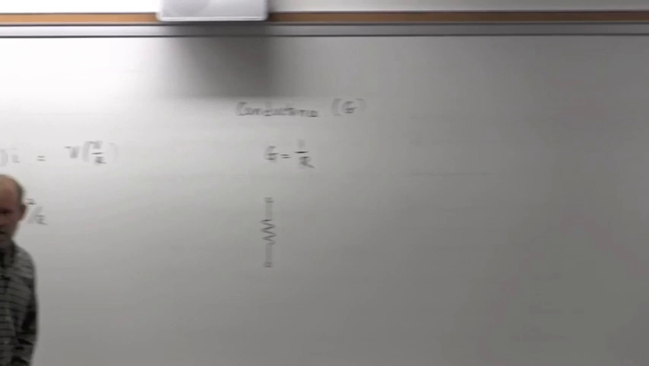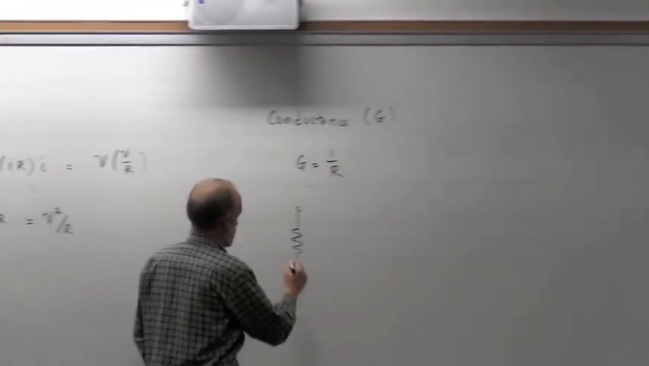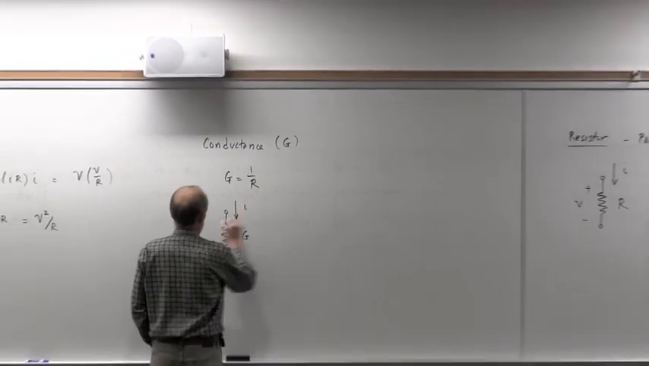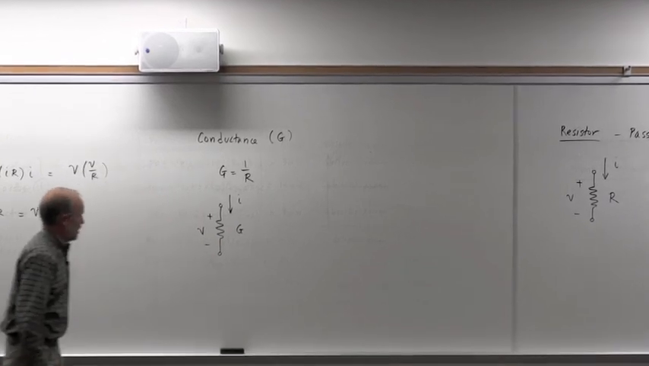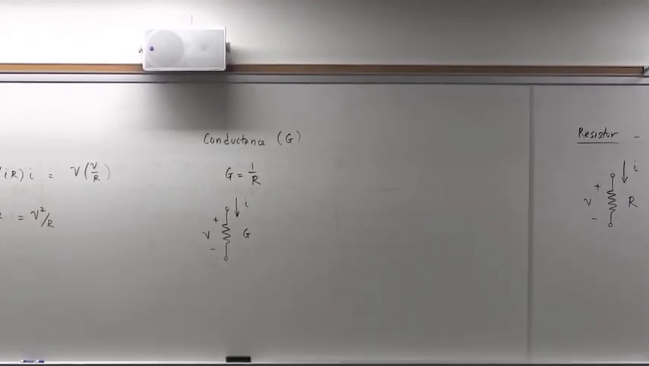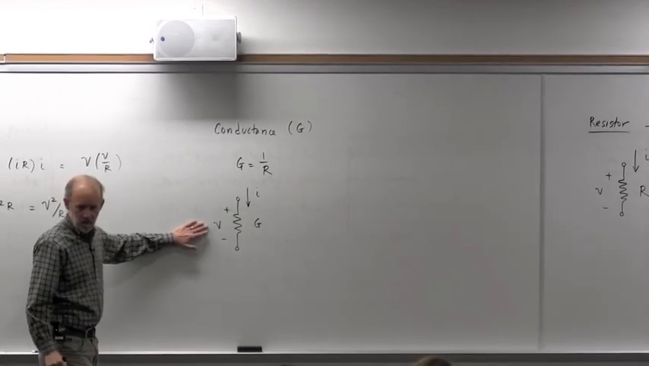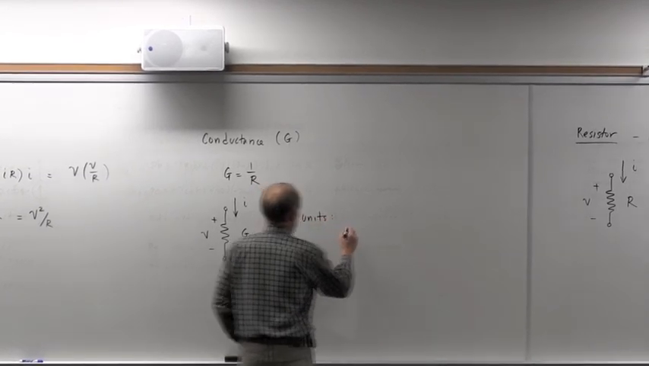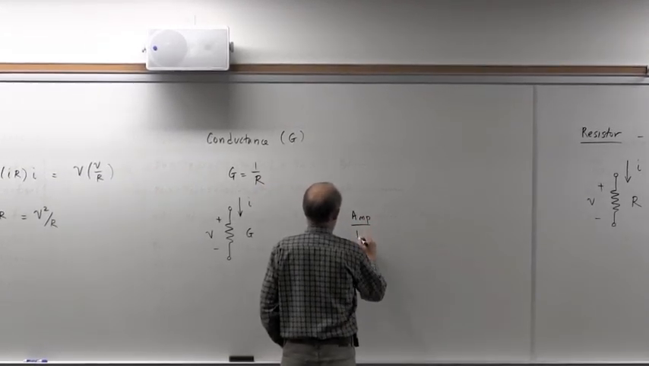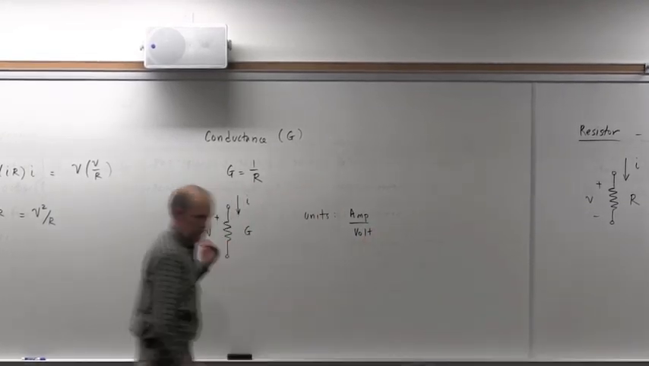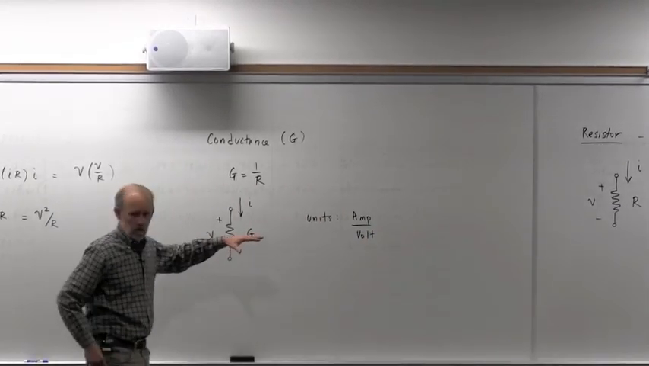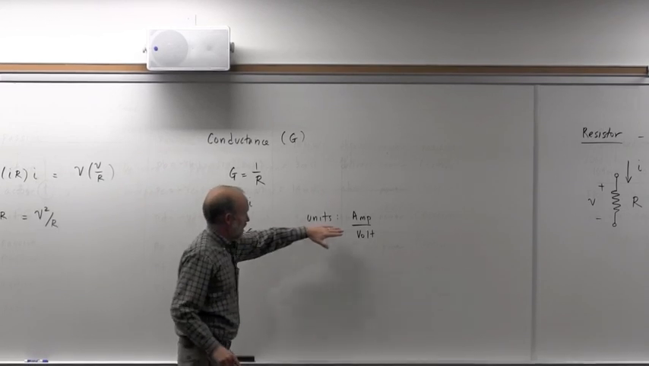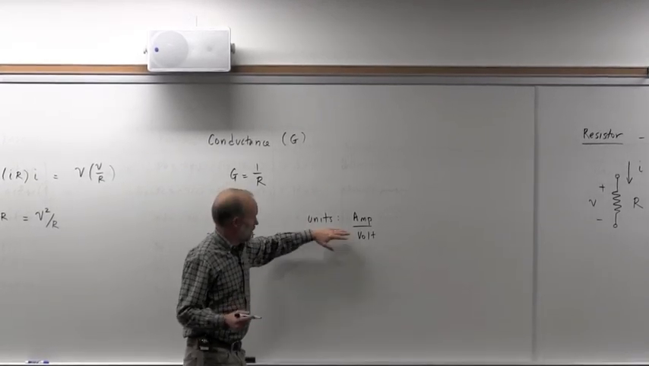As it turns out, we'll use the same schematic symbol, which is potentially confusing unless you pay close attention to units. So again, passive element, passive sign convention, and so there's the schematic symbol of a conductance. So units on conductance then will be the reciprocal of units on resistance. So instead of a volt per amp, we now have an amp per volt. And under the International System of Units, this is what's called a Siemens.